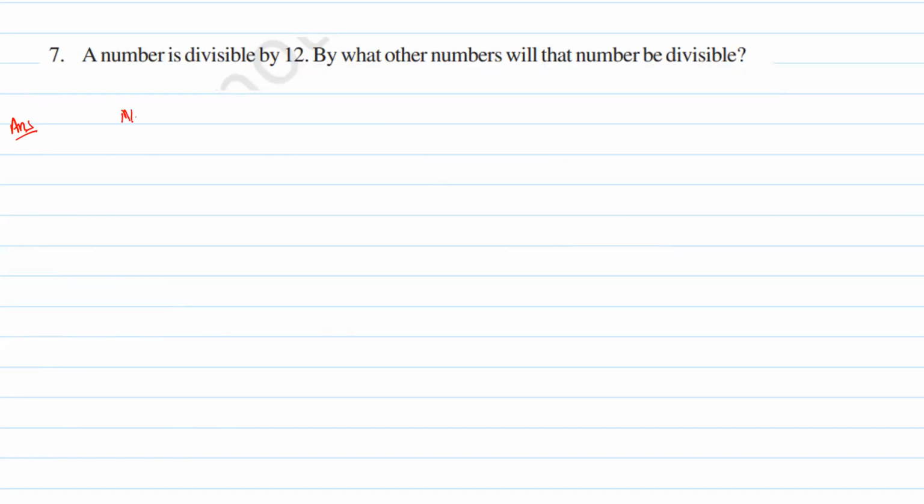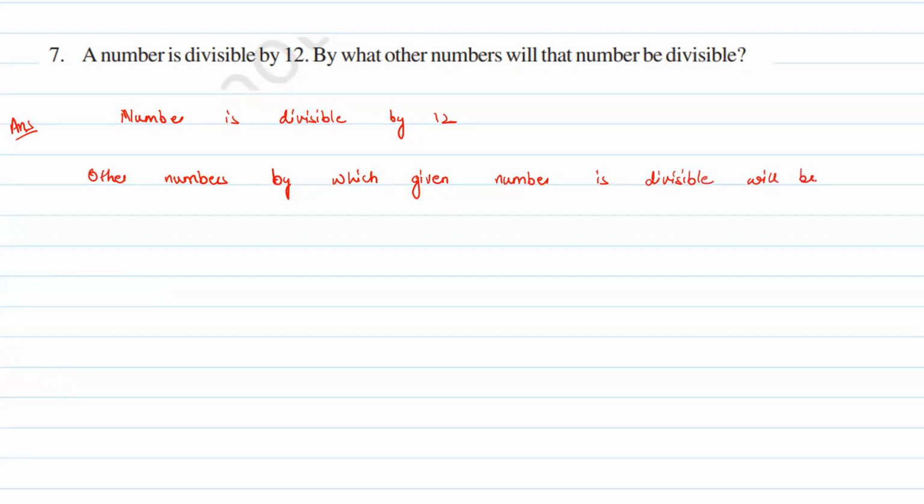A number is divisible by 12. The other numbers by which the given number is divisible will be the factors of this number, which will be 1, 2, 3, 6. It is already given that it is divisible by 12, so we will not write 12 as a factor.